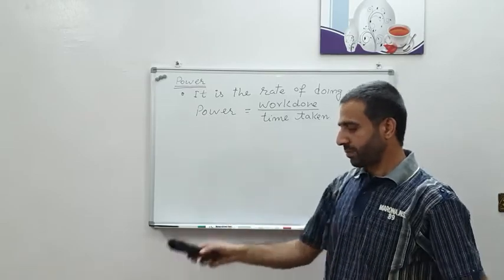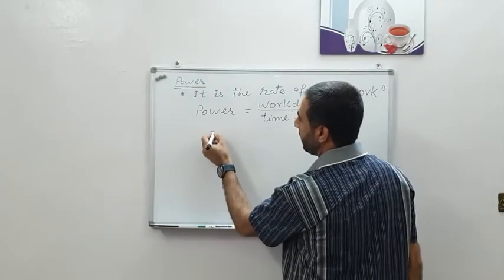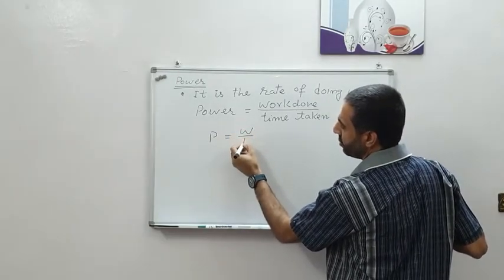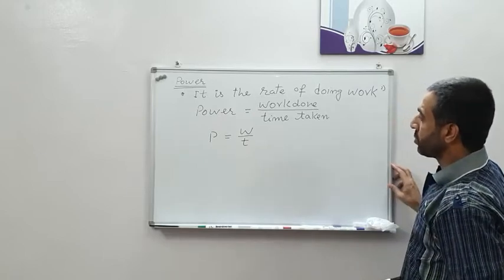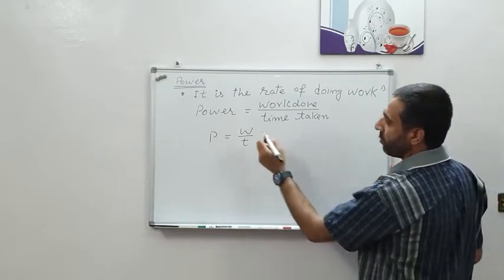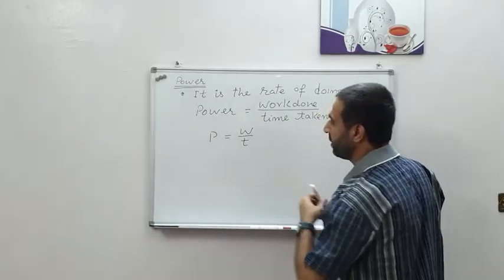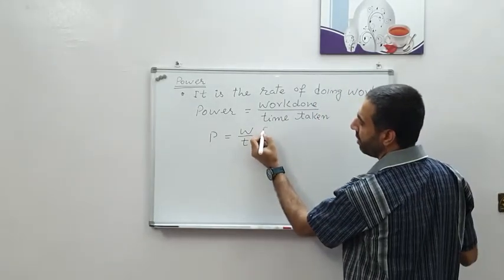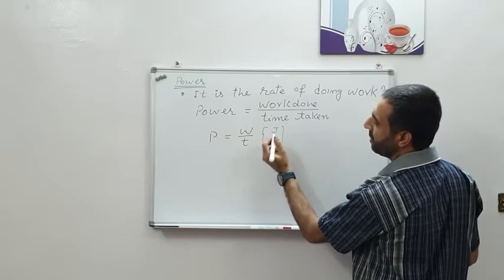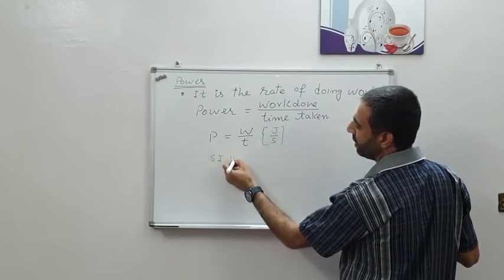So look, this power is denoted by P, and since it is based on work done per unit time, power is equal to work done per unit time. As we know, work done is measured in joule, and time is measured in second. So joule per second is in fact the SI unit of power.